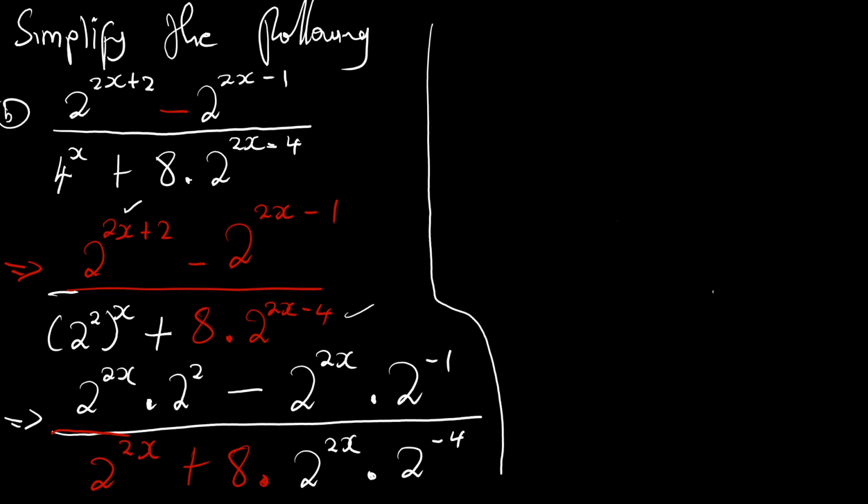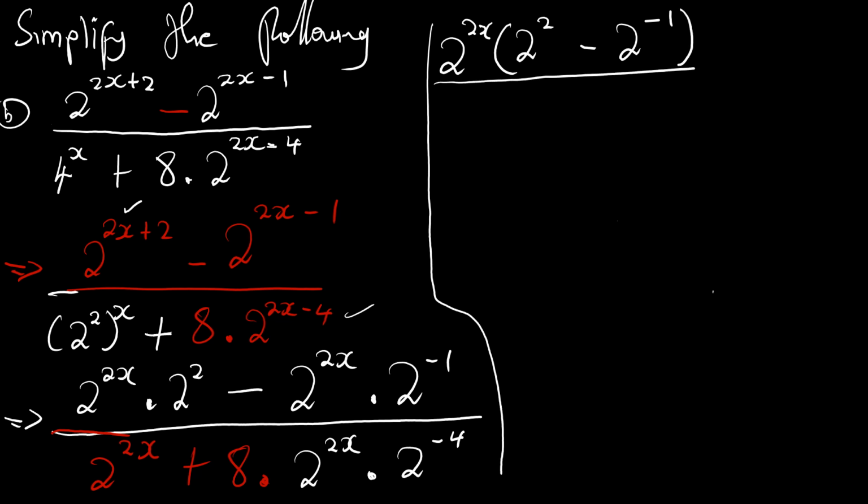Now, if you check our numerator, we have a common factor of 2 to the exponent of 2x. So we need to take out that common factor, 2 to the exponent of 3x. We will be left with 2 squared minus 2 to the exponent of negative 1, divided by, on our denominator, the common factor is still 2 to the exponent of 2x. So here we are going to be left with 1.